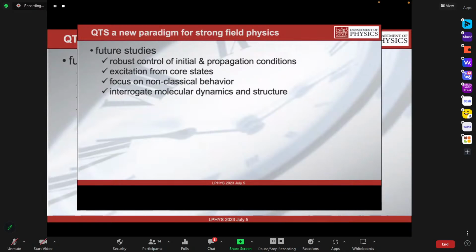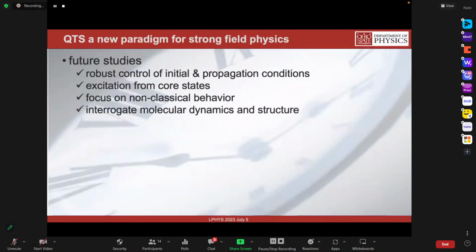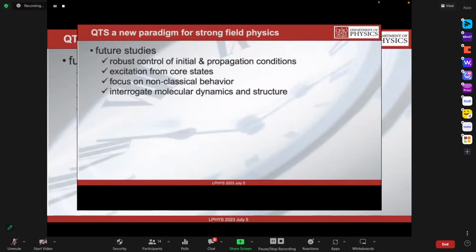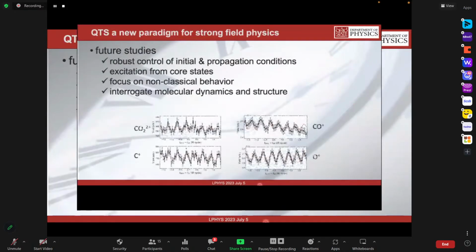But we're really more focused on looking at non-classical behavior in strong field, where many experiments through the years have indicated the breakdown of the semi-classical model. And then the other thing is I can think about interrogating molecular dynamics and structure. Let me just show you a teaser here. Here is the ionization of CO2 with an attosecond pulse train in a mid-infrared field.